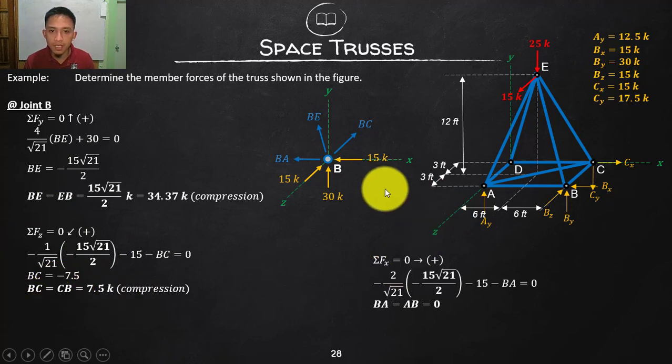So BC should also be compression. It will go inwards, so 7.5 compression. And then lastly, summate along X, going to the right positive. So 15 is negative, and then BA, that is purely along X, so negative, going left.